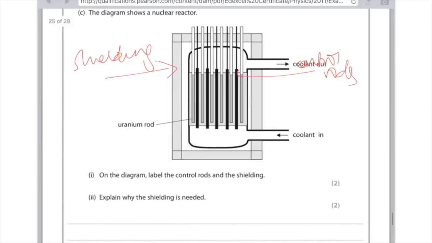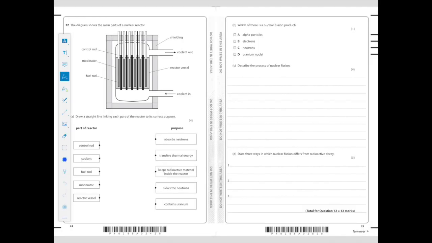And the reason why you do need shielding is because remember that radiation is very penetrating. It will pass through a huge amount of air, so you do need that concrete box around it to prevent it getting out.